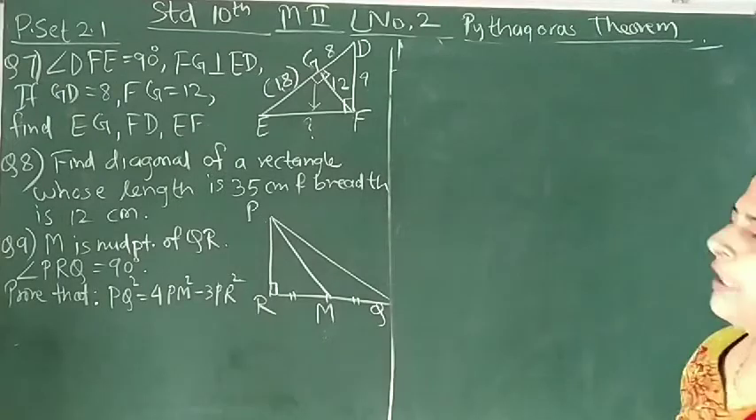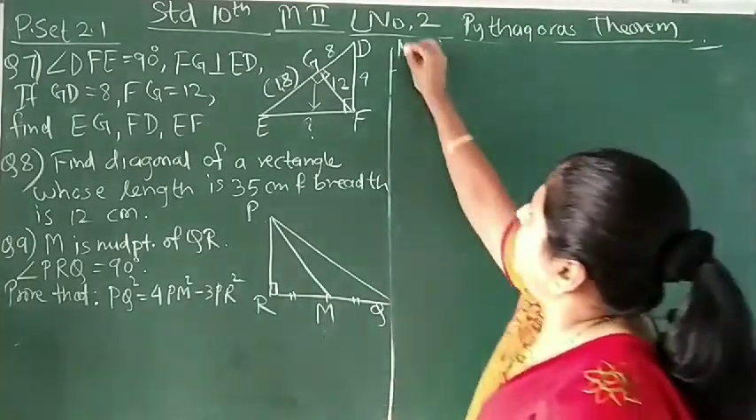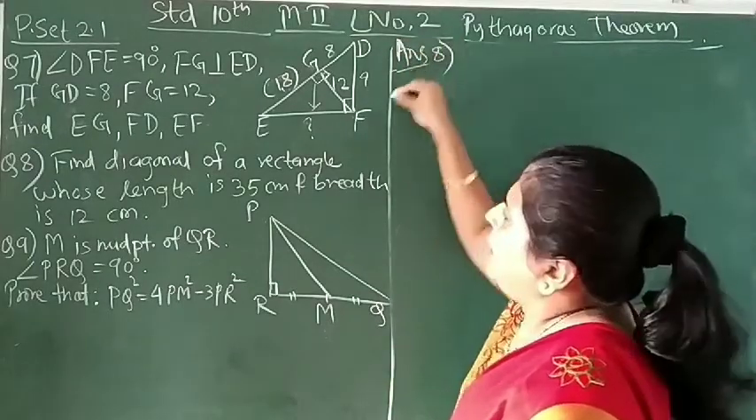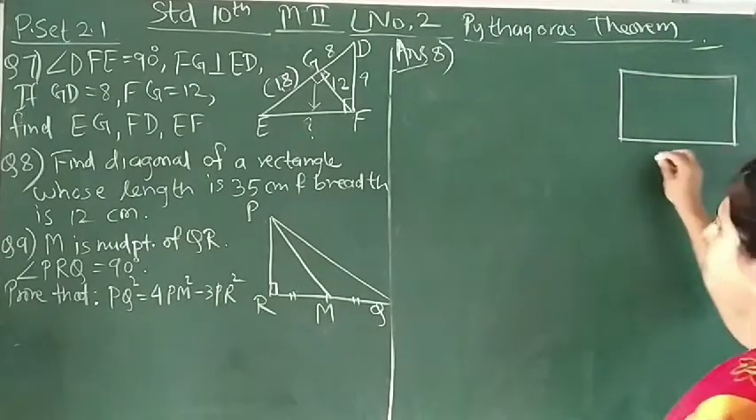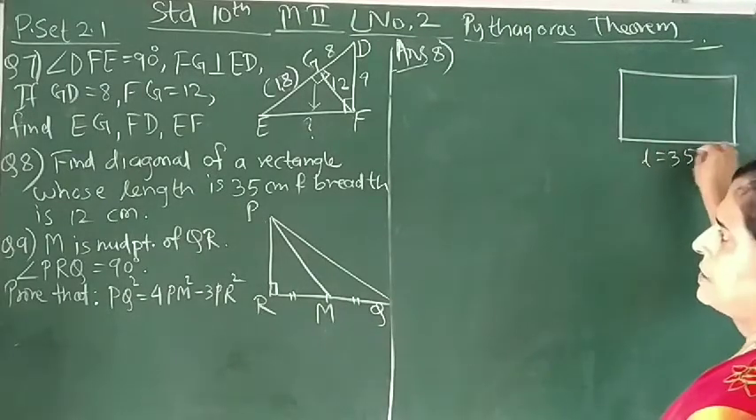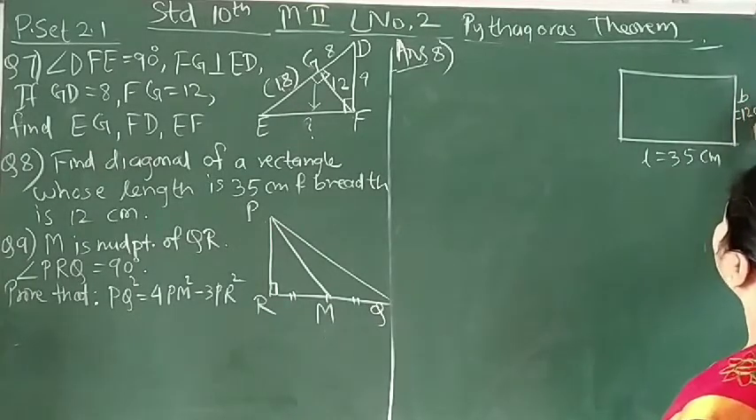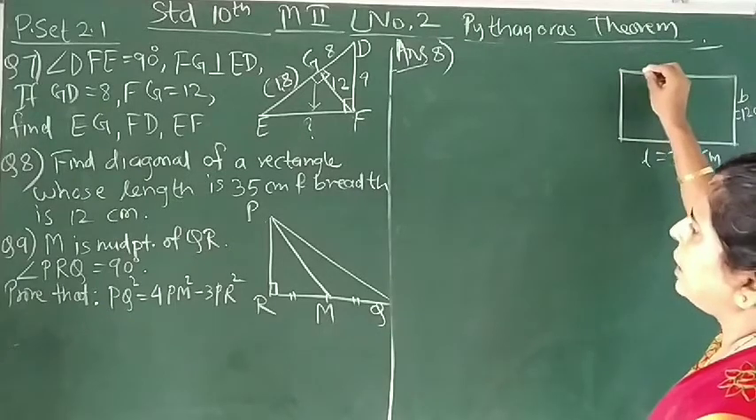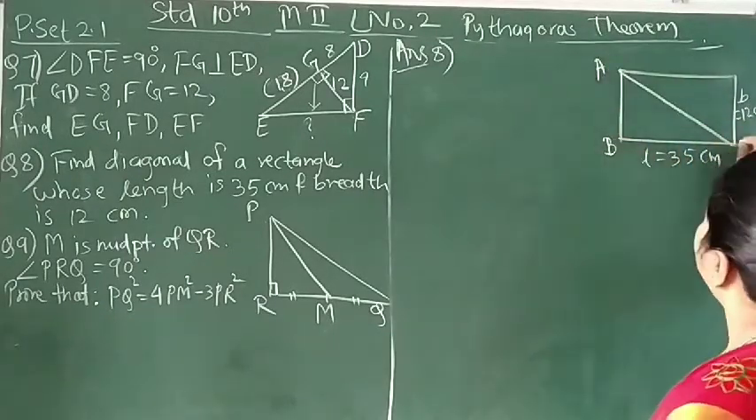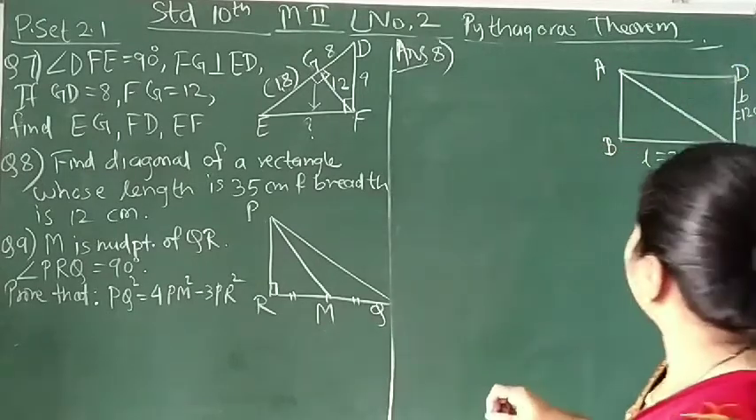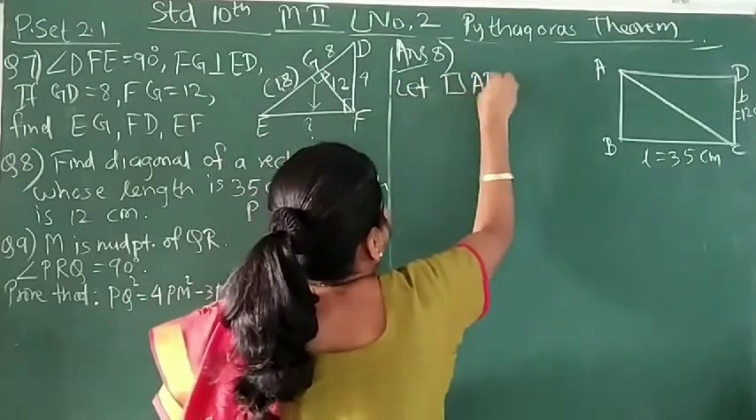Question number 8 is: find the diagonal of a rectangle whose length is 35 cm and breadth is 12 cm. So let's see answer number 8. It's a rectangle, so let's draw a rough figure of a rectangle whose length is 35 cm and breadth is 12 cm. And we have to find its diagonal. So let's name this rectangle ABCD. Quadrilateral ABCD is a rectangle.